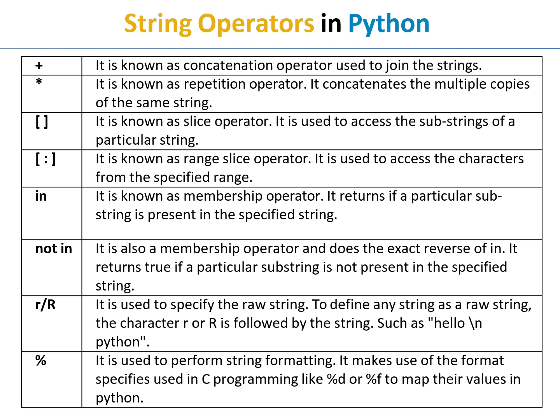And then 'r' is used to specify a raw string. To define any string as a raw string, the character r is followed by the string, such as r'hello\n Python'. And then % is used to perform string formatting. It makes use of the format specifiers used in C programs like %d and %f to map values in Python.